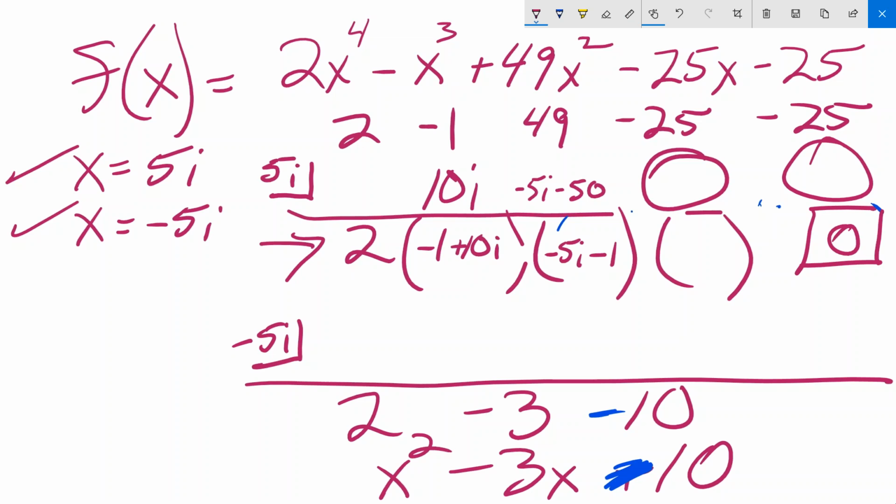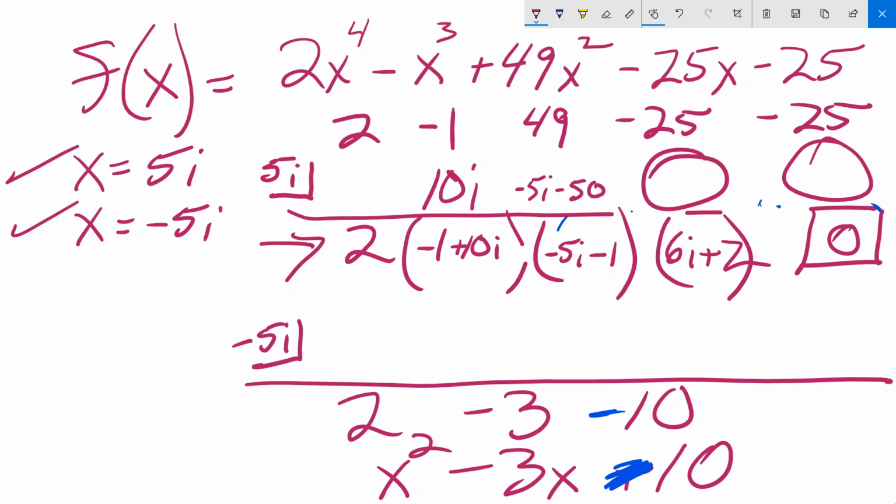Okay. So, whatever I get, let's say I get something like this. I'm just going to make up some numbers here. Let's say 6x plus 2 goes there. Now you do the same thing, only you use the other 0, minus 5i.